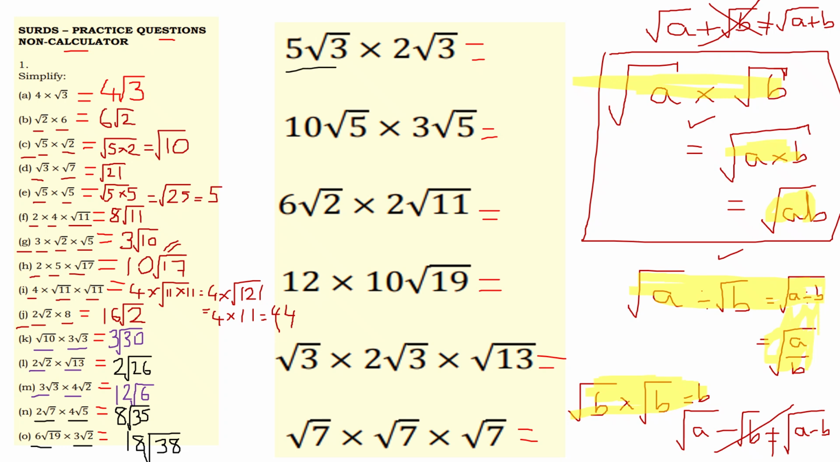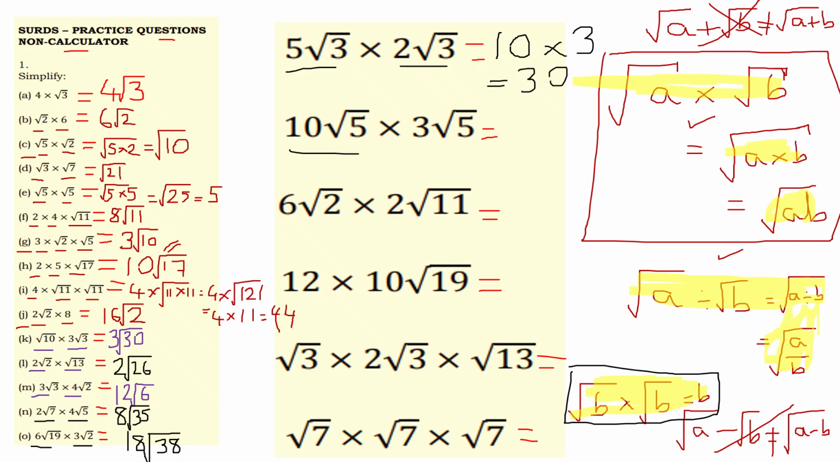Next up, 5 root 3 times 2 root 3. 5 times 2 is 10. Remember, root 3 times root 3, use this law here: root b times root b is just b. So root 3 times root 3 is just 3. It's root 9, which is 3. 10 lots of 3, 10 times 3 is 30. Next up, 10 root 5 times 3 root 5. 10 times 3 is 30, and I'm going to multiply that by root 5 times root 5, which is just 5. So 30 lots of 5 is 150.